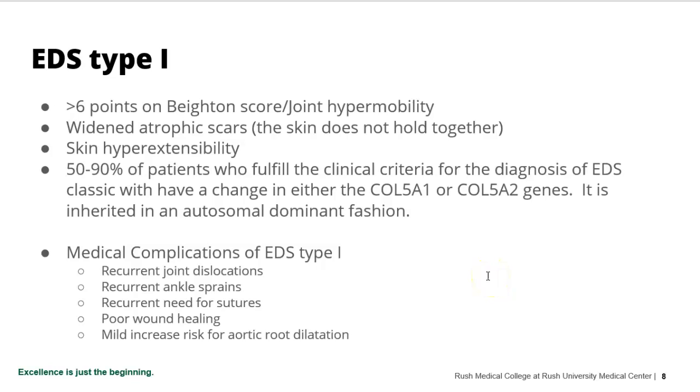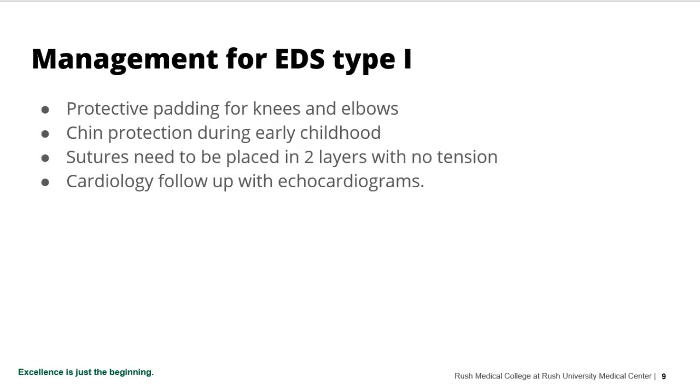Medical complications of EDS type 1 include recurrent joint dislocations, recurrent ankle sprains, recurrent need for sutures, poor wound healing, and a mild increased risk for aortic root dilatation. Management for patients given a clinical diagnosis of EDS type 1 includes protective padding for the knees and elbows, chin protection during childhood, sutures placed in 2 layers with no tension, and cardiology follow-up with at least a baseline echocardiogram.